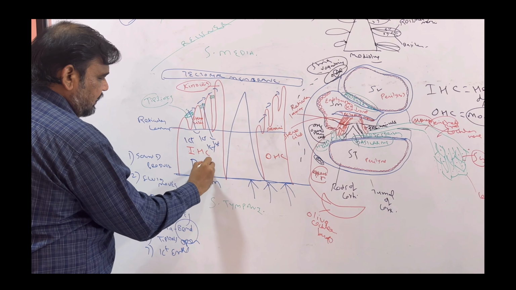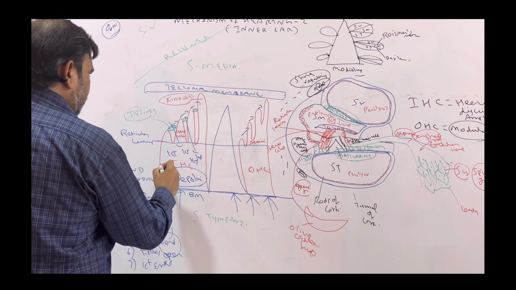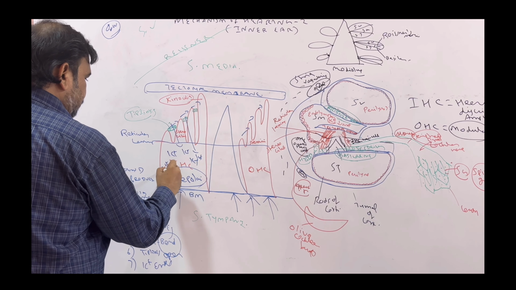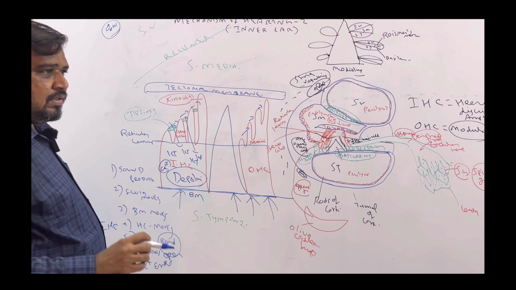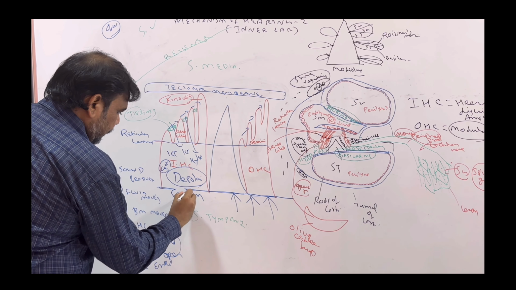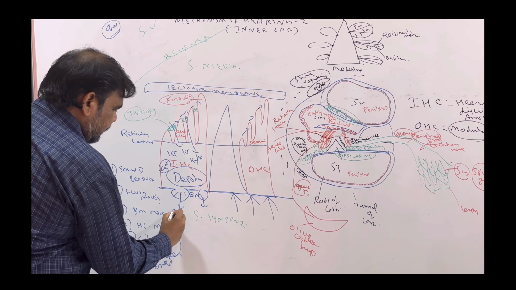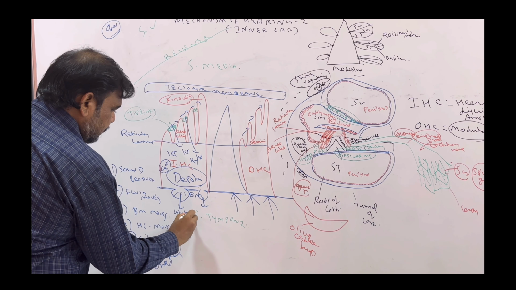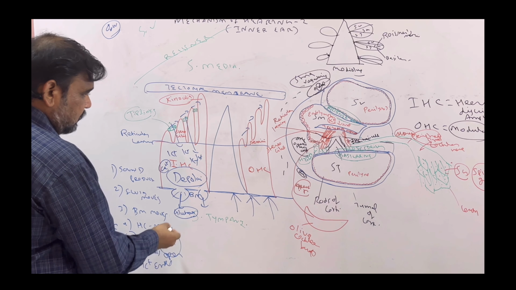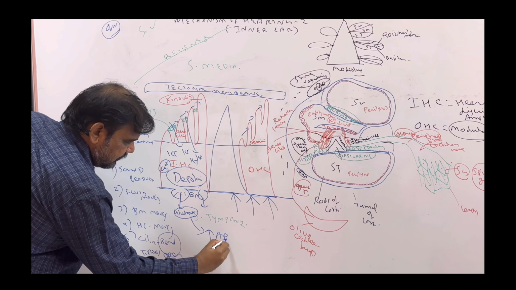depolarization takes place in the inner hair cell. Obviously potassium is positive, and even some calcium also enters. Now what happens? Because of this depolarization, an excitatory neurotransmitter is released in the form of glutamate. And now this causes action potential.